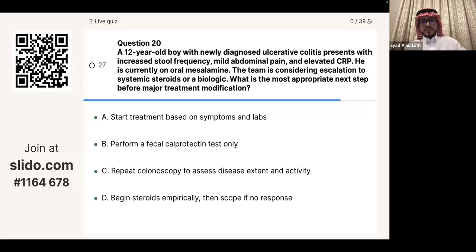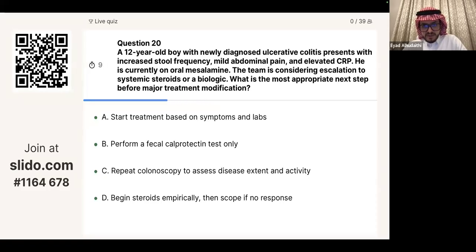A 12-year-old boy with newly diagnosed UC presents with increased stool frequency, mild abdominal pain, and elevated CRP. Currently on oral mesalamine, the team is considering escalation to systemic steroid or biologic. What is the most appropriate next step before major treatment modification?